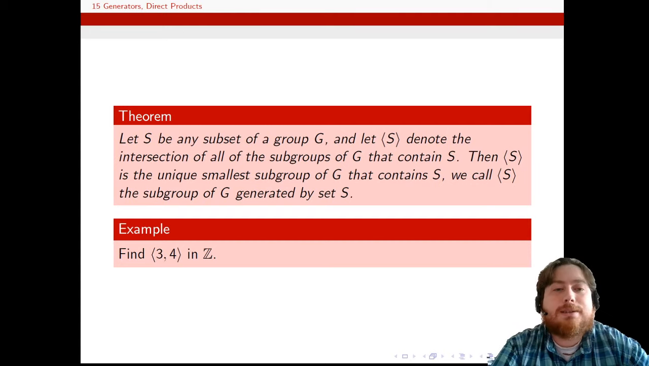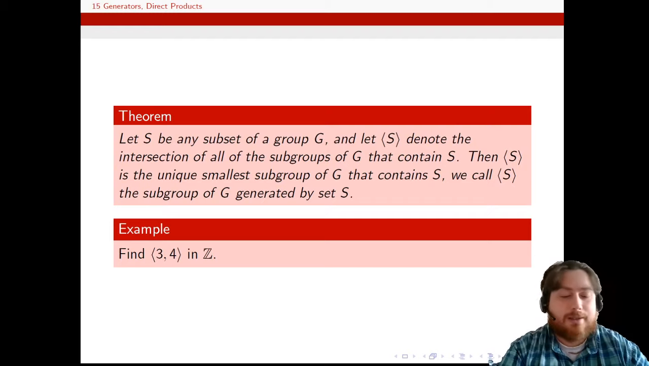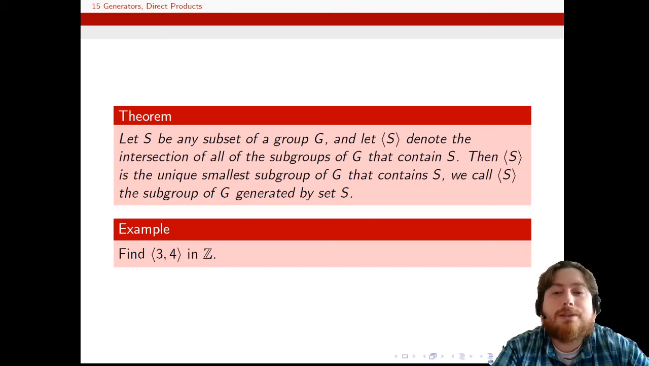And so what we're going to say is that if S is any subset of G, so if I have a group, I'm going to define the group generated by S. Notice here we did the group generated by a single element. We can also do the group generated by an entire set. What we're going to say is that it's the intersection of all subgroups that contain S. That is, it's the smallest subgroup of G that contains the set S. And so we're going to call this the group generated by S.